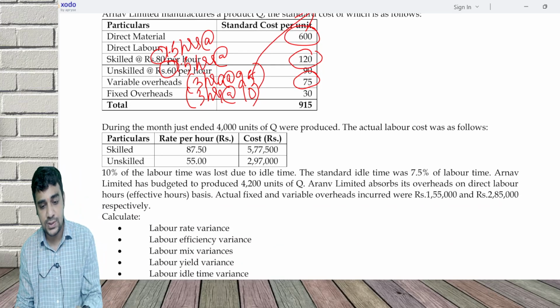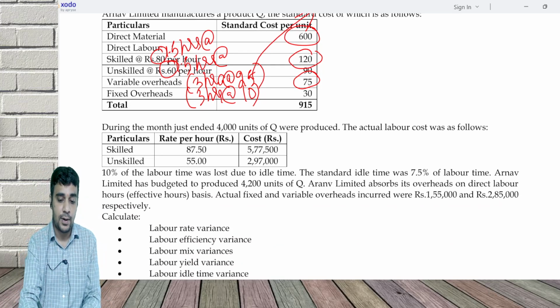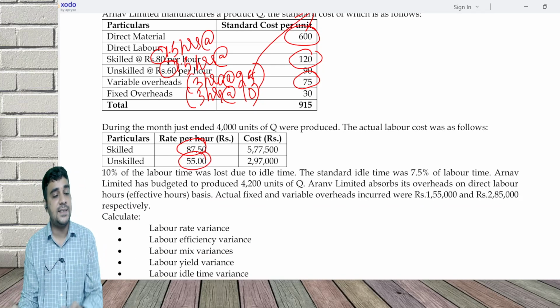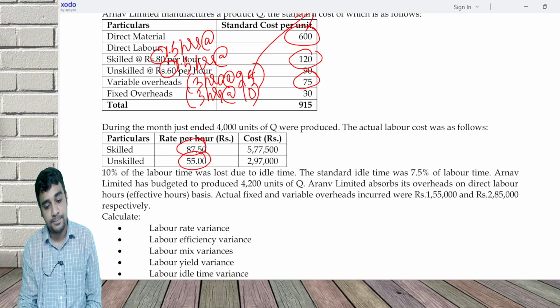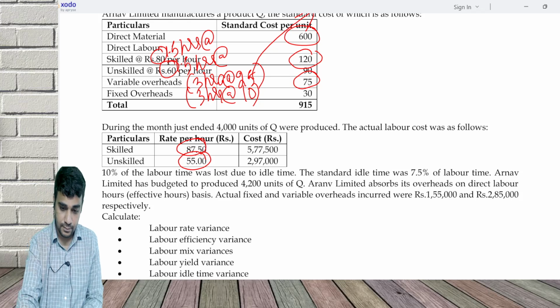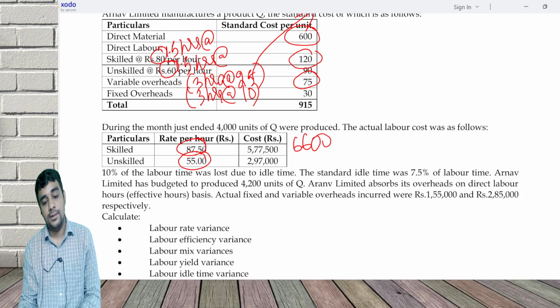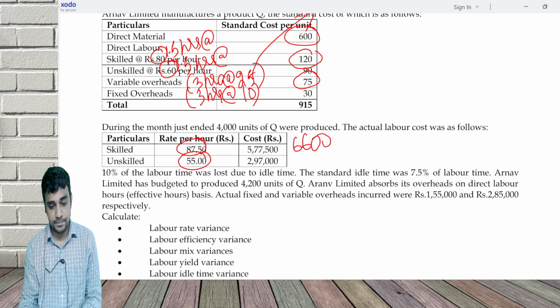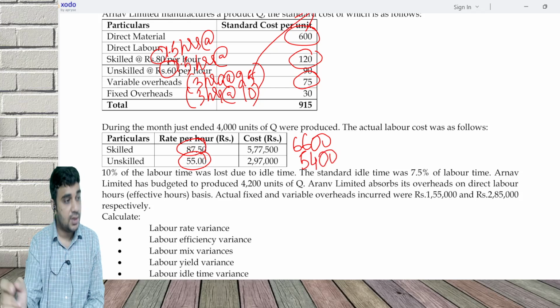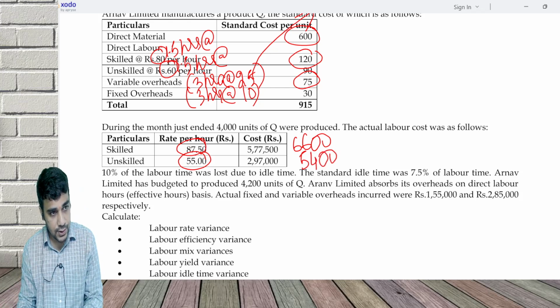During the month just ended, the actual labor cost is 87.5 and 55. Can you divide 577,500 by 87.5? That gives 6,600. And for unskilled, divide and let me know the number of hours. 5,400. These are actual hours.